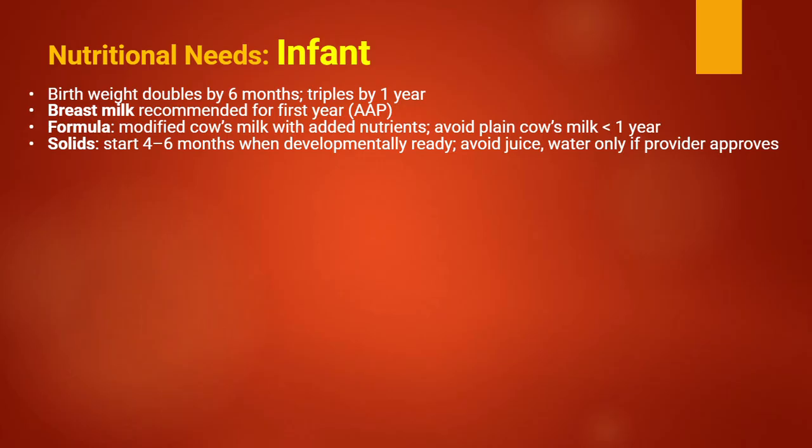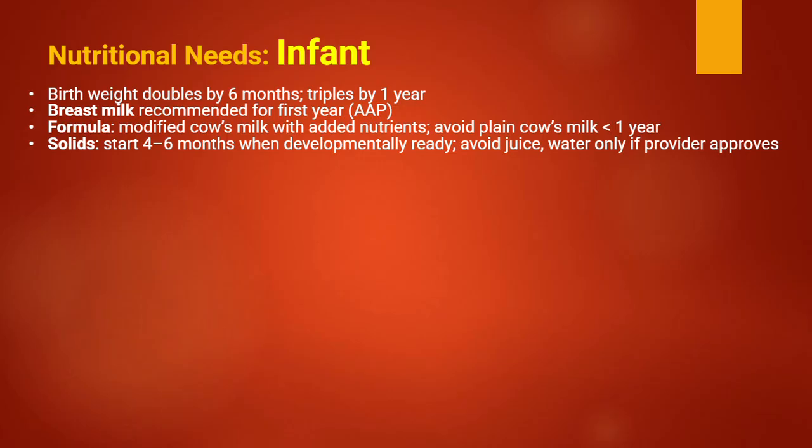Nurses should teach parents that this is a general guideline and that growth charts are the best tool to track progress. Breast milk is the gold standard for infant nutrition. The American Academy of Pediatrics recommends exclusive breastfeeding for the first 6 months and continued breastfeeding for the first year and beyond, as long as mutually desired by mother and infant. Breast milk provides antibodies, enzymes, and nutrients that formula cannot fully replicate.